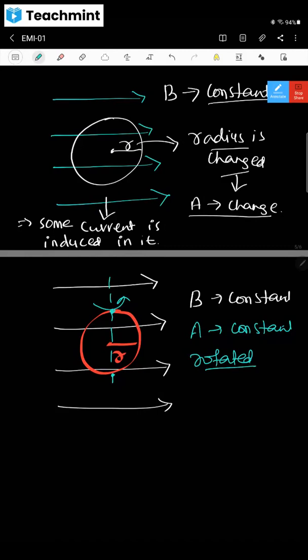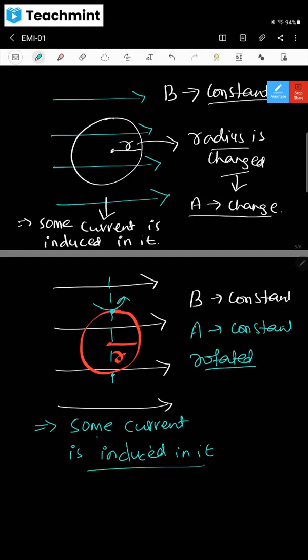After rotating, he saw again some current is induced in it. Some current came into it. Current is induced in it.